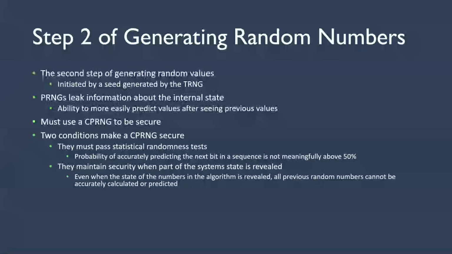The second thing is that the past workings of the random number generator stay secure even when the current state is revealed. So when the current state of the random number generator is revealed, we need to make sure that everything before that is secure.